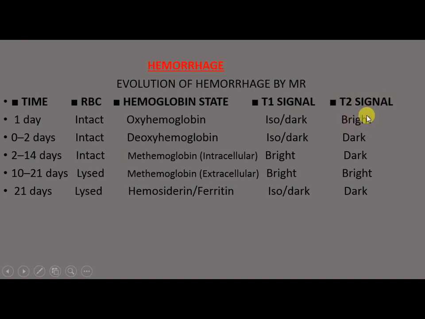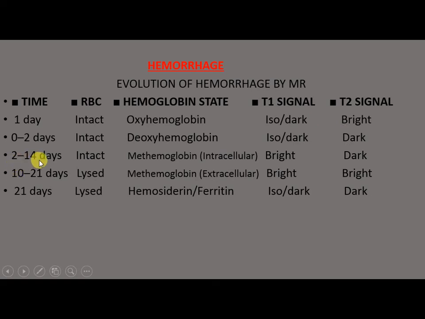In T2 it is bright, so it is just like CSF, and you cannot see well. That's why CT is better than MRI for subarachnoid hemorrhage, if you suspect hemorrhage. From day 0 to 2, the RBCs are also intact. There is deoxyhemoglobin there due to decreased oxygenation of the blood. It appears on T1 also iso to dark, and on T2 it is dark.